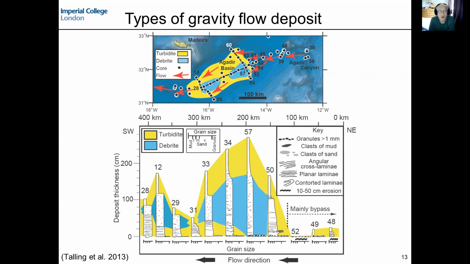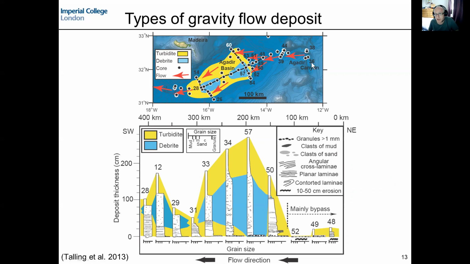Okay, so what I'm showing here is a map at the top and then a series of vertical sections at the bottom through a geologically recent gravity flow, which has been monitored and then cored offshore of West Africa, offshore of Morocco. So this is recent. It's a few thousand years old. This bed. The key thing here is that the red arrows show the flow direction for that flow.